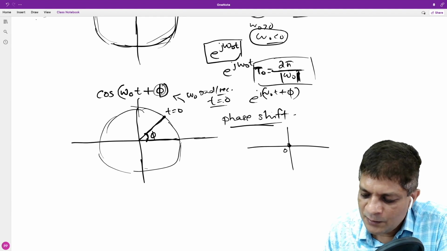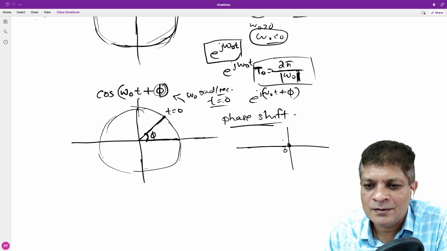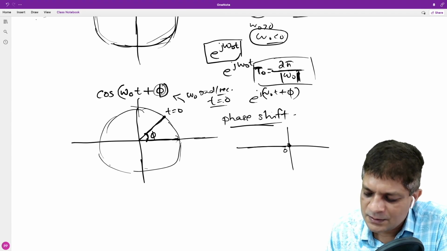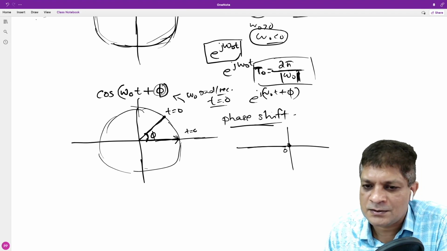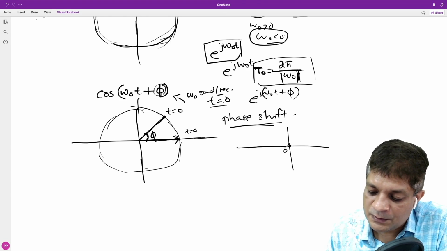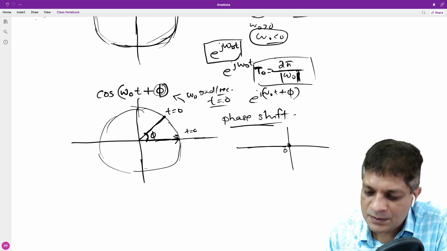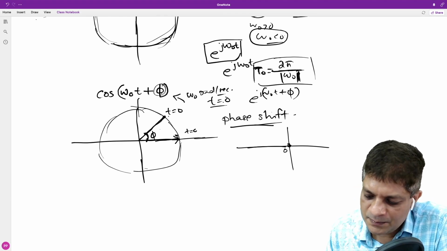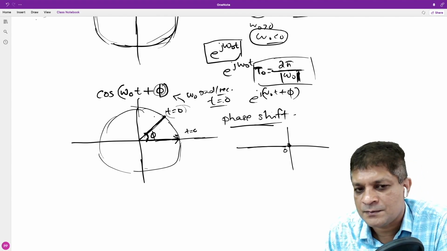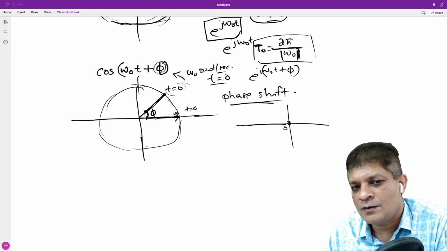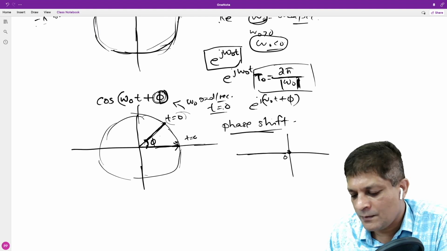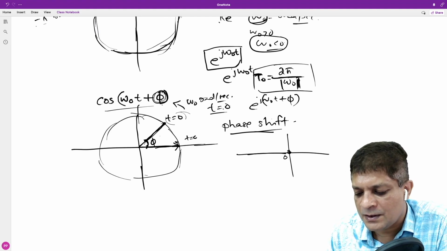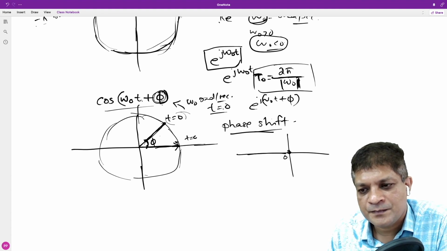So if we consider the negative time, the phasor is not starting from here. It is rotating, and at time t equals 0, it is reaching here. That is our assumption. This is without phase shift. And if there is a phase shift, it is rotating, and at time t equals 0, it reaches this point. This is an important point. When we calculate the fundamental period of that signal, we can neglect this phase shift.